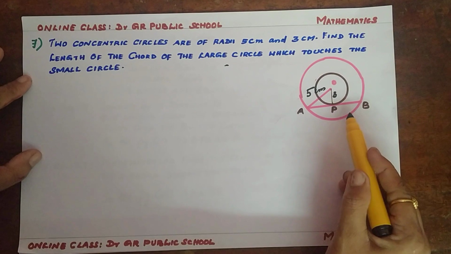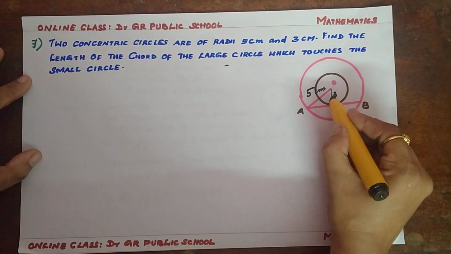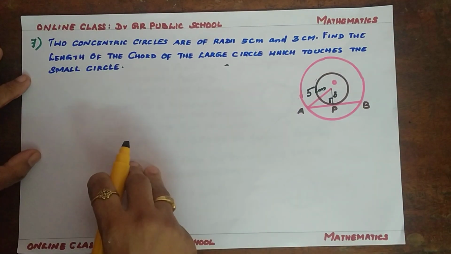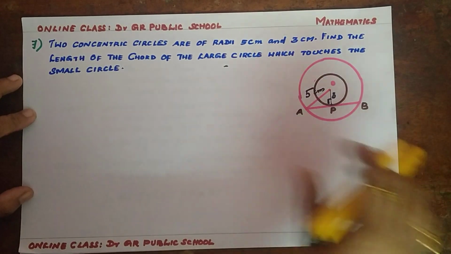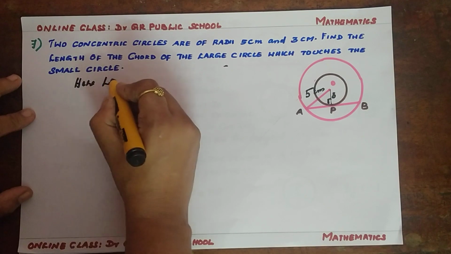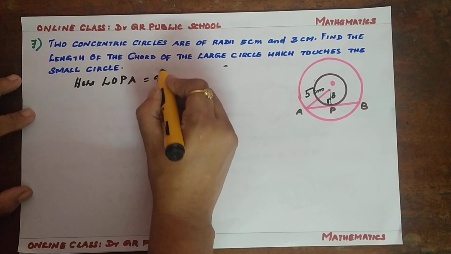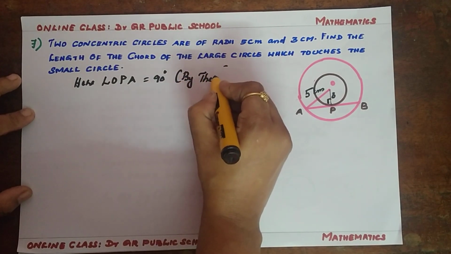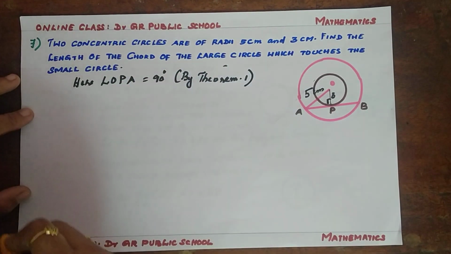Okay, now as you know the result that the tangent and radius are perpendicular to each other, you can say that angle OPA equals 90 degrees. Why? By theorem 1. Theorem 1 states that the angle between the tangent and the radius is 90 degrees.